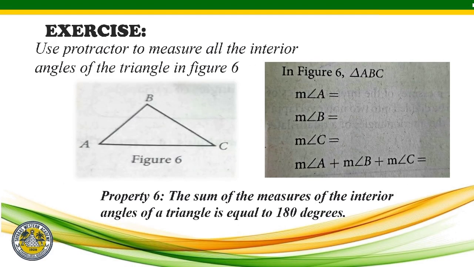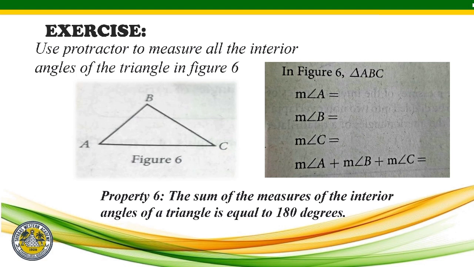This exercise is where you need to use a protractor to measure all the interior angles of the triangle in figure 6. So in figure 6, we have here the triangle ABC. What will be the measure of angle A? It is said that we have here 60 degrees. Then the measure of angle B is also 60 degrees. The same as with the measure of angle C, which is also 60 degrees. And if you add the measures of angle A, angle B, plus angle C, we have here 180 degrees.